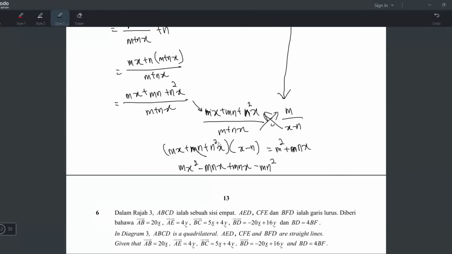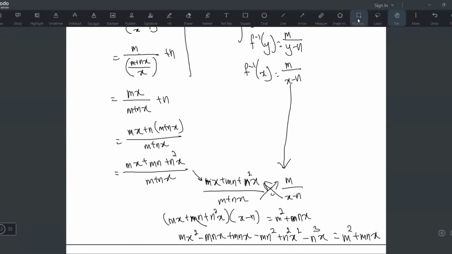Okay, and then the next one, now we go to the third term and repeat the same process lah. N square x darab x, so that will be positive n square x square, like that. And then the last one is n square x times negative n, which is negative n power 3x. And then equal, okay, the right side is still the same, m square plus mnx. Alright, sampai sini. Okay, let me make some space.